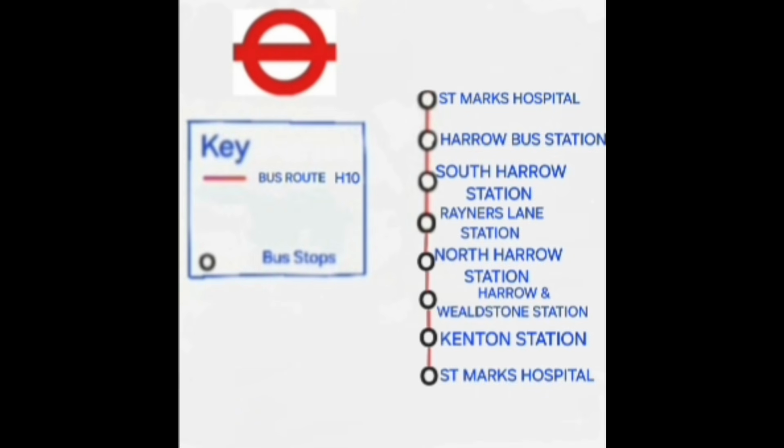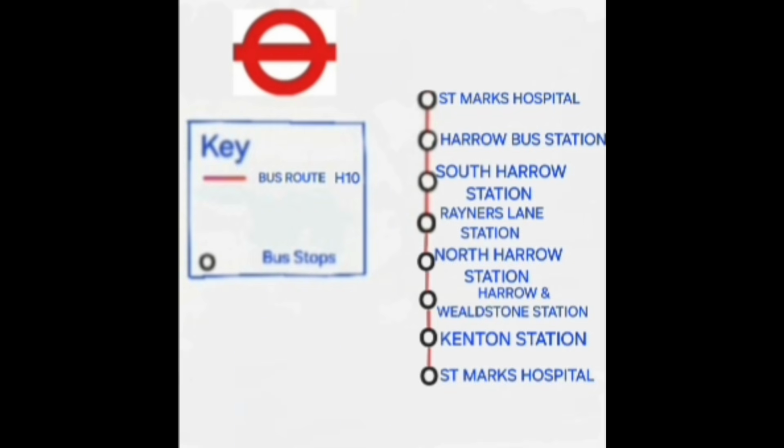And this is the map for bus route H10. Bus route H10 runs between Northwick Park Hospital and Northwick Park Hospital. It goes through places such as Harrow Bus Station, South Harrow Station, Rayners Lane Station, North Harrow Station, Harrow and Wealdstone Station, Kenton Station and Northwick Park Hospital.